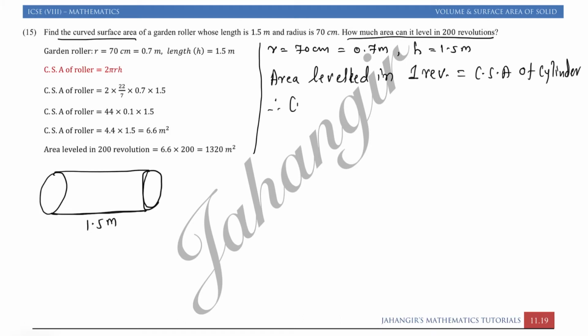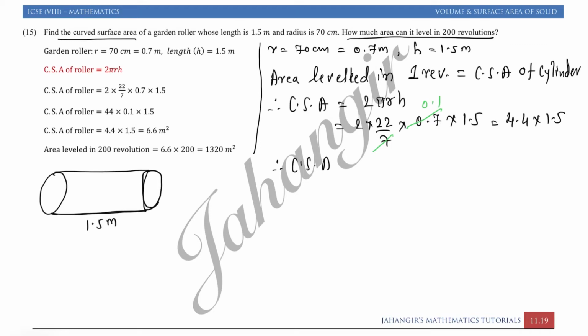So therefore we can find CSA is equal to 2 pi r h. So 2 into 22 by 7 into 0.7 into 1.5. Cancelling 7 with 0.7, you will get 0.1. So I can write 22 into 4, 44, 44 into 0.1, that is 4.4 into 1.5. So therefore CSA is equal to 6.6 meter square. This is the area rolled in one revolution. This is for one revolution.